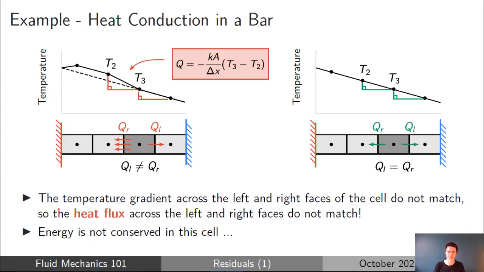So I want you to think back to the cell now, and for this example, we've got no heat sources in the cell, and so that must mean, for us to satisfy conservation of energy, the heat flux out of one side of the cell will be equal to the heat flux coming in from the other side of the cell for energy to be conserved.